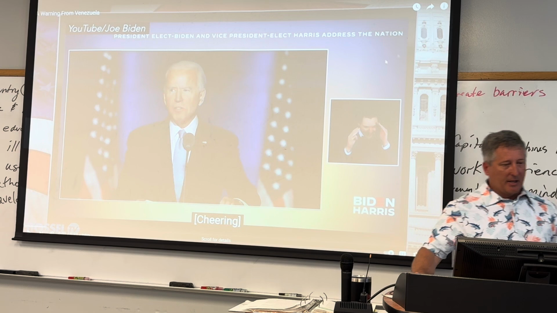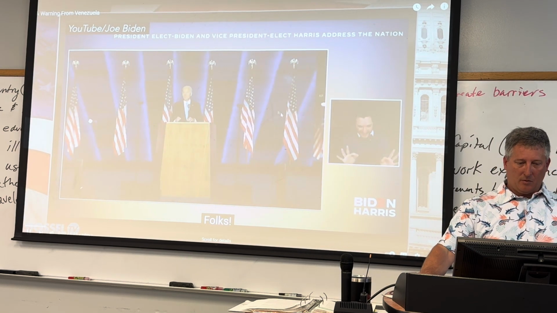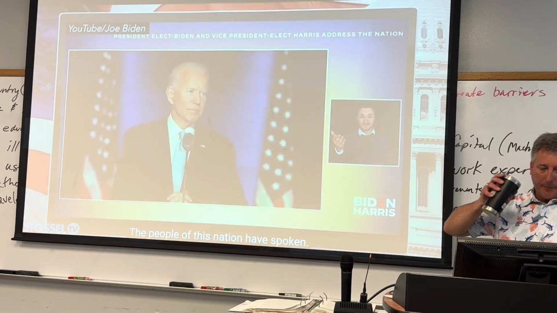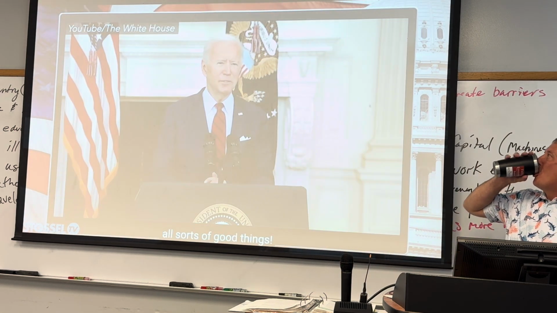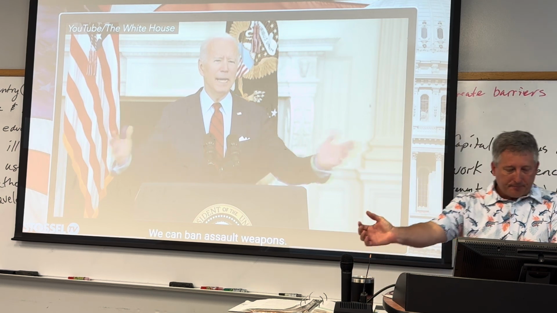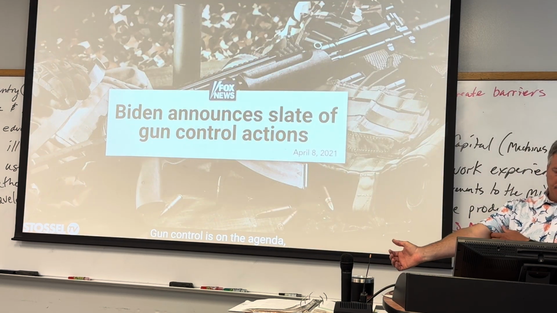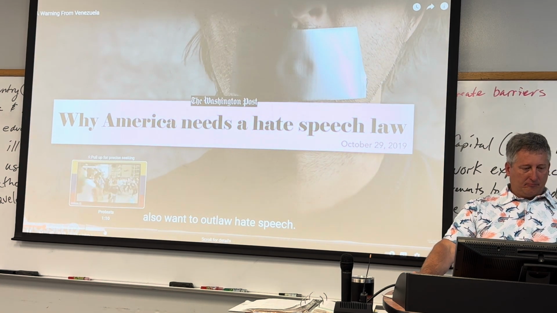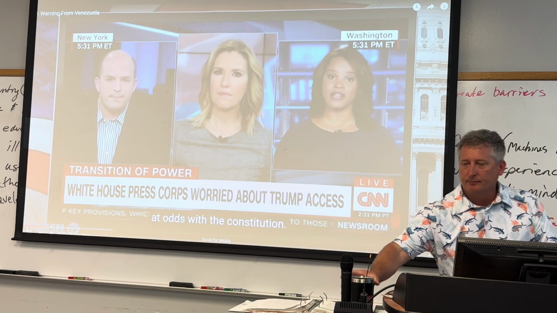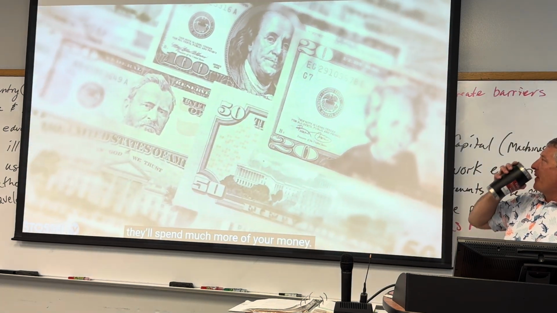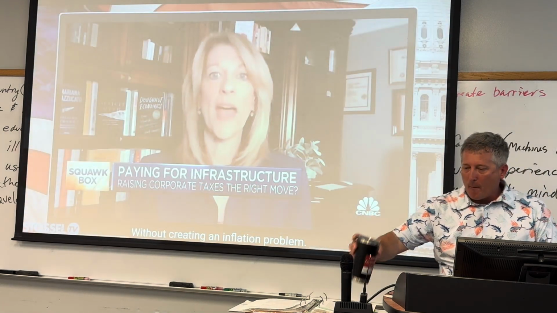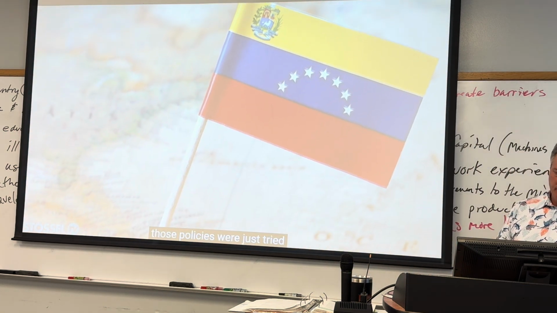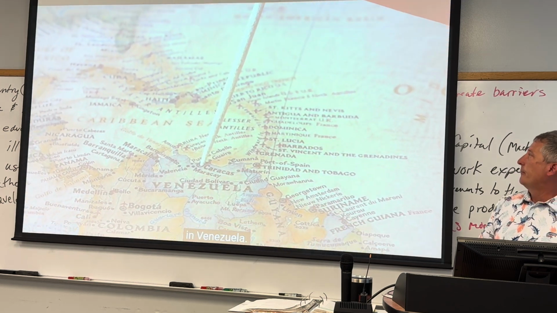All right, so here we go. The president says he has a mandate. The people of this nation have spoken. That means his government can do all sorts of good things. We can ban assault weapons. Gun control's on the agenda. And many progressives also want to outlaw hate speech. Hate speech is fundamentally at odds with the Constitution. And above all, they'll spend much more of your money. Without creating an inflation problem. Sounds great, except those policies were just tried in Venezuela.